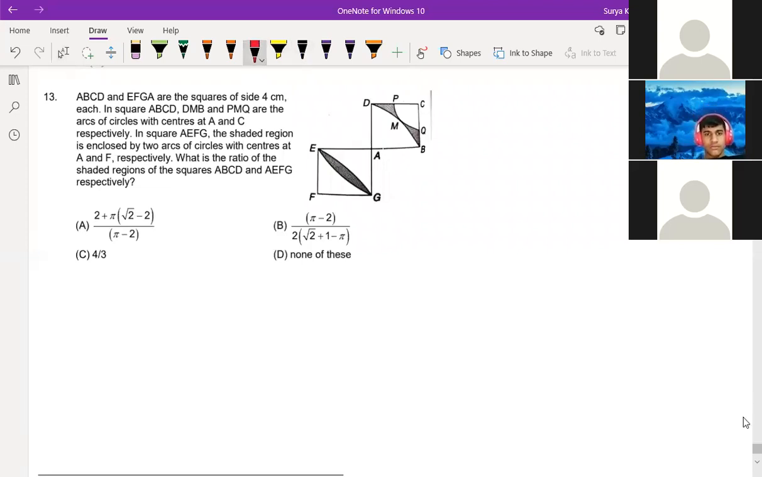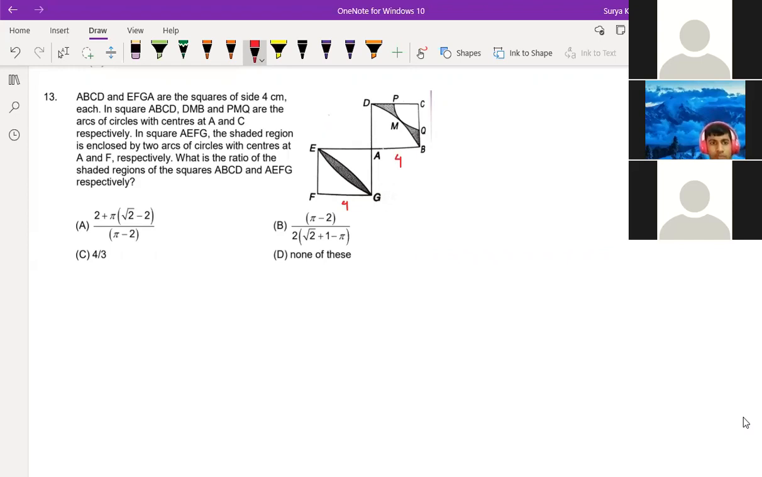So in this question, it's given that ABCD and EFG are the squares of side 4 centimeter. Both are side 4 centimeter only, right? In the square ABCD, DMB and MQC, DMB and PMQ are the arcs of circle with center A and C, respectively. Okay.